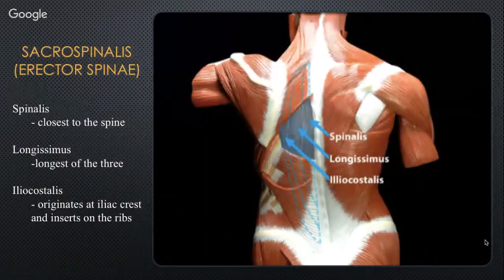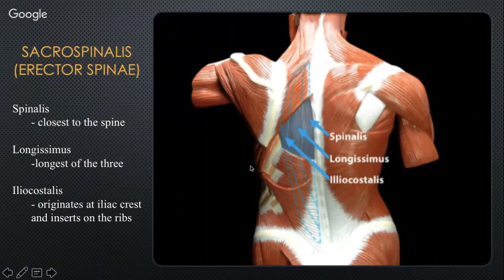The sacrospinalis muscle or muscle group has the spinalis, the longissimus, and the iliocostalis, or however you want to say those. A lot of people say them totally differently than I do. So the spinalis is closest to the spine. That's how I remember that one. It's the one that's nearest to the spine, named after the spine. The next one in the middle is the longissimus, which it's hard to tell in this picture, but if you isolated this muscle group, you would see that the longissimus is definitely the longest of the three. And the last, the iliocostalis.